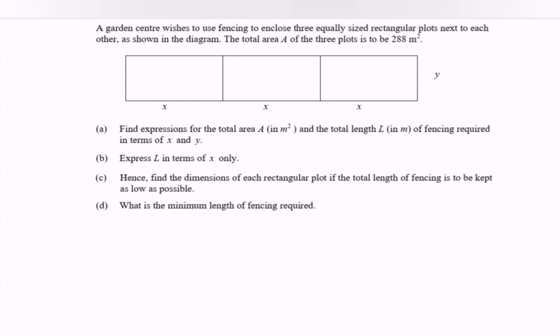Hello everyone, in this video I'm going to discuss the example for optimization problems. A garden center wishes to use fencing to enclose three equal-sized rectangular plots next to each other. As shown in the diagram, the total area of the three plots is to be 288 meters squared. A. Find the expression for the total area in meters squared and the total length in meters of fencing required in terms of x and y.